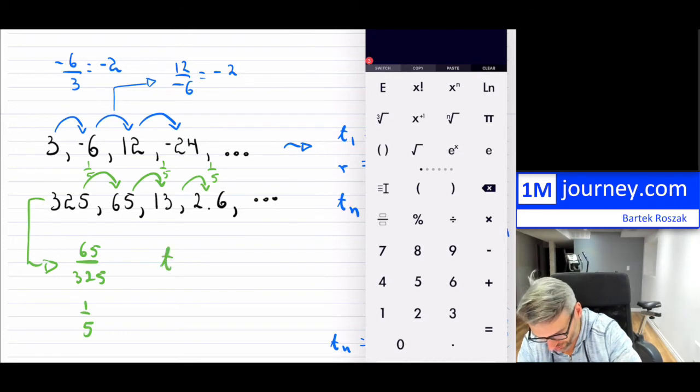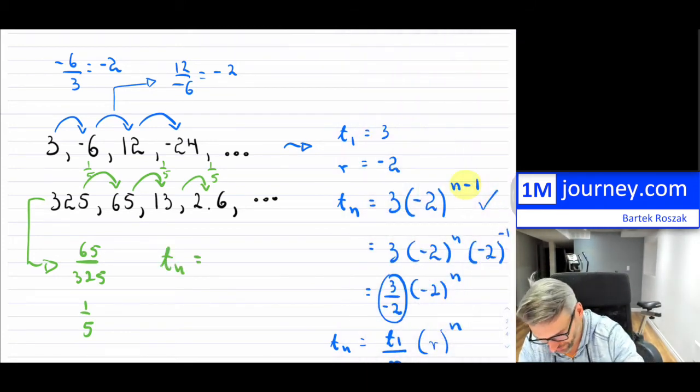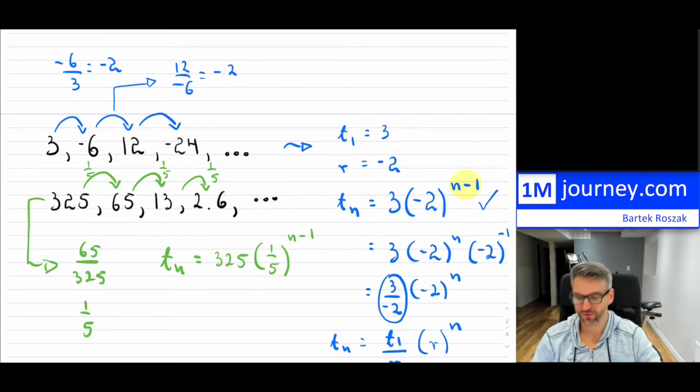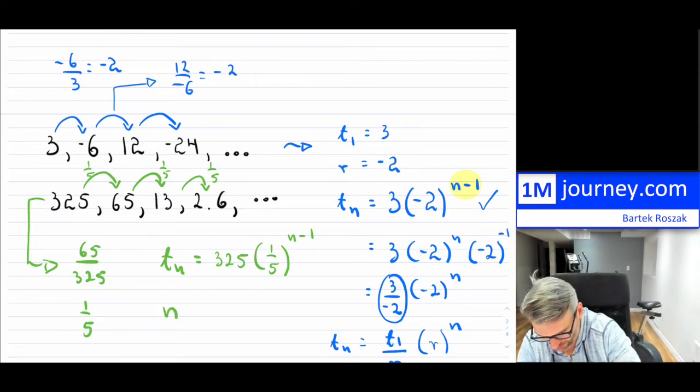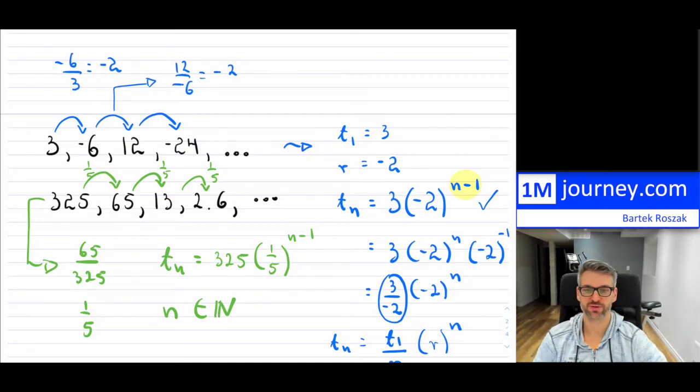So my general term is equal to the first term, 325, multiplied by your r, which is 1/5, to the n minus 1. Now, if you want to provide a domain, always remember that n is an element of the natural numbers. So 1, 2, 3, 4, and so on. So that's the geometric sequence.